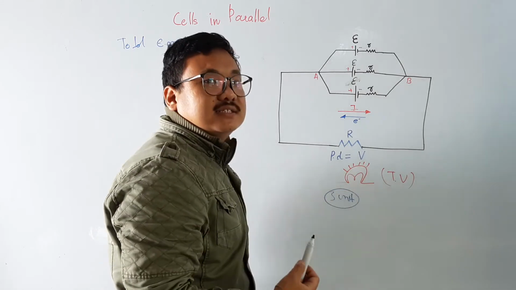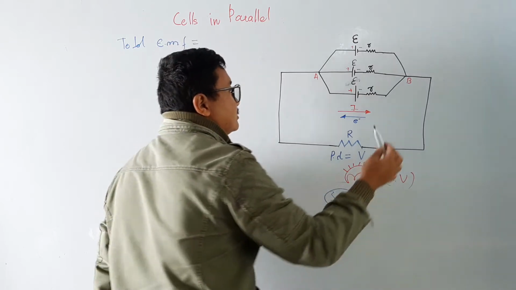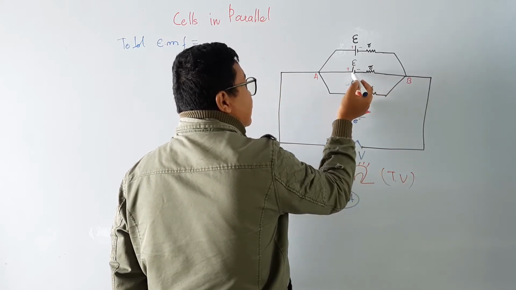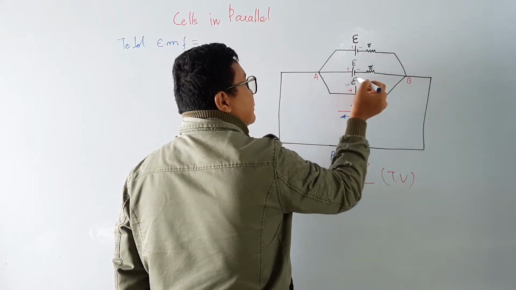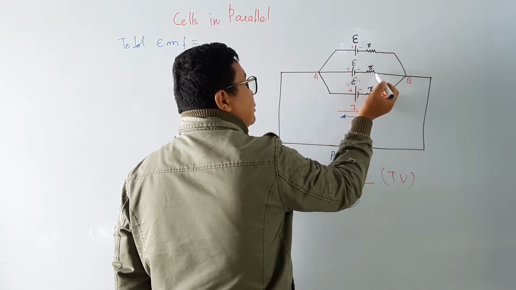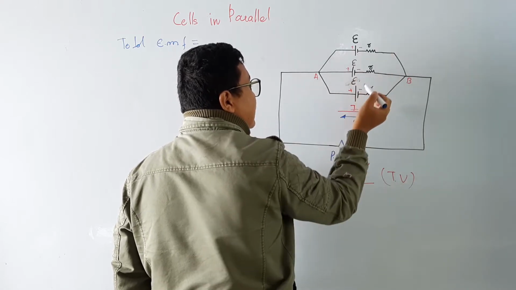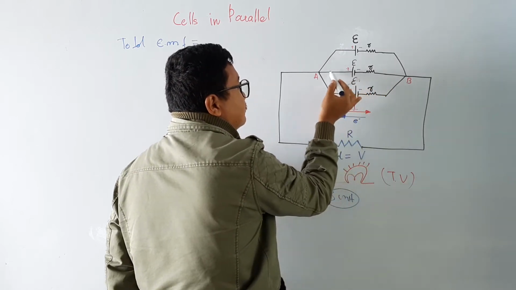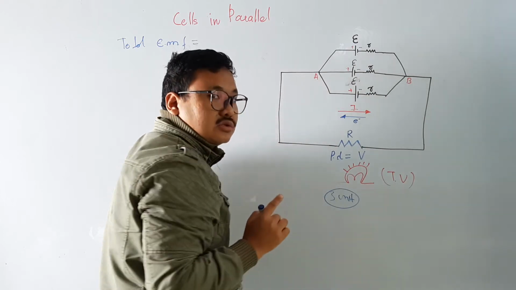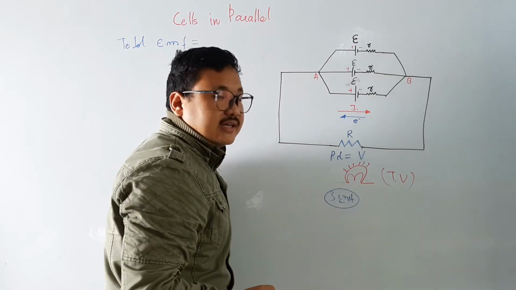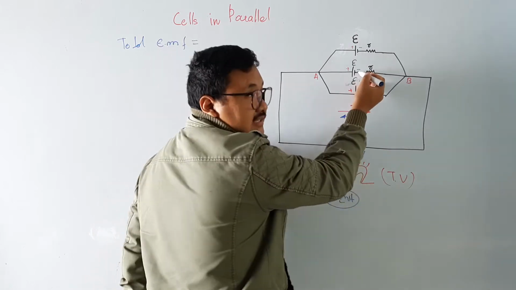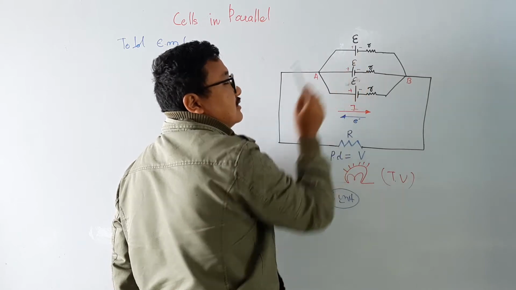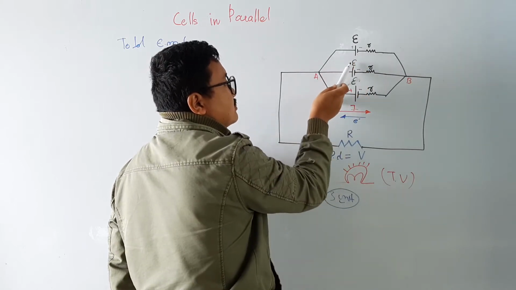Now if I consider another electron in this path, then it will also come. It will only come from this cell. It will not pass through this cell, and it will not pass through this cell. It will only pass through this cell. And how much work will it do? It will also do 3 units of work. Why? Because the EMF of this cell is also the same as the EMF of the other cell. It is E, this is also E.